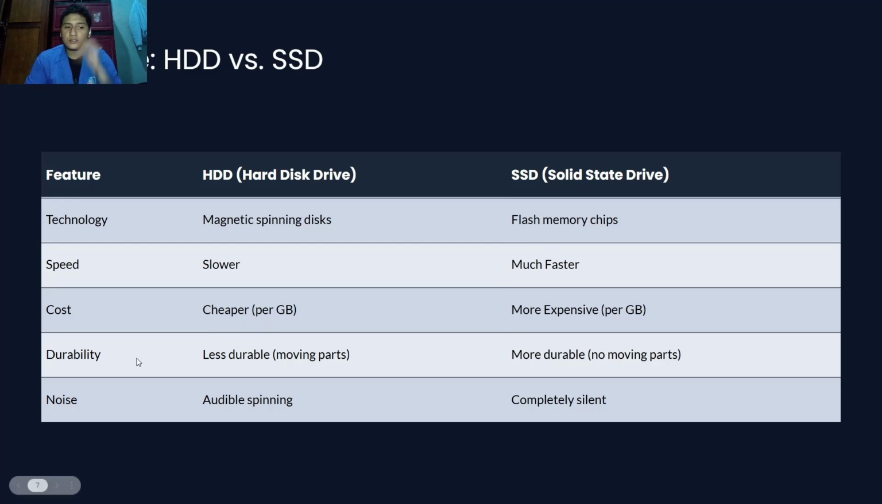Next is durability. The HDD is less durable because of its moving parts, and the SSD is more durable. It has no moving parts, so it's fixed on the computer itself. And the last thing is the noise output of the storage. The HDD, or hard disk drive, has audible spinning, so it's much noisier and irritating to hear. But the SSD is completely silent, and there is no noise that comes out from the SSD itself.